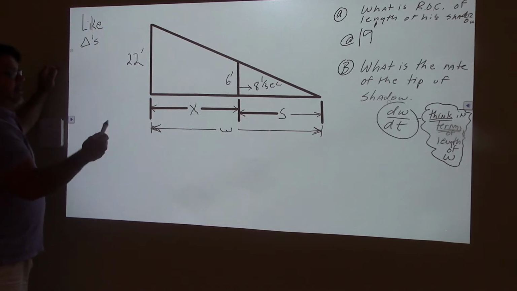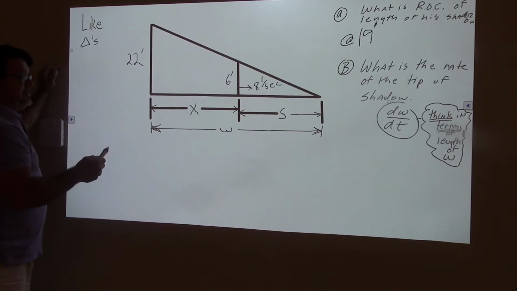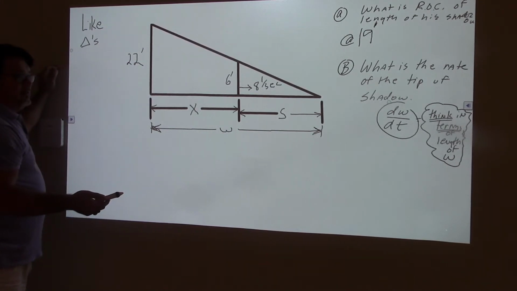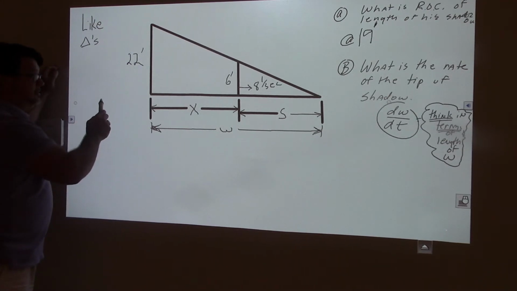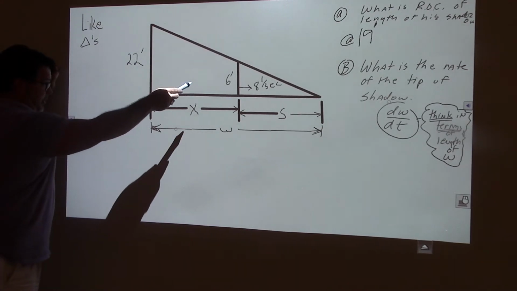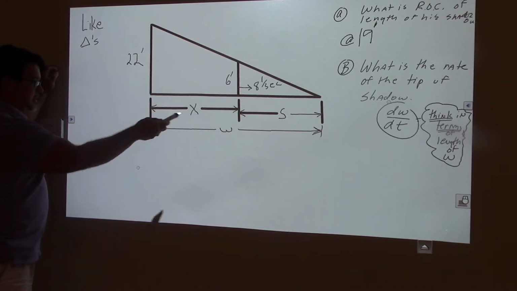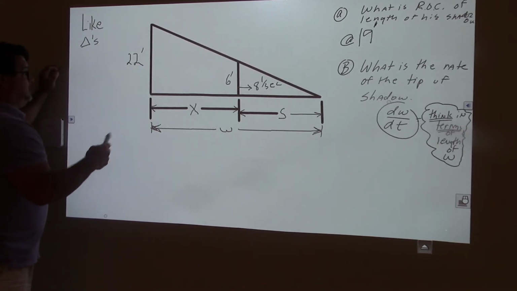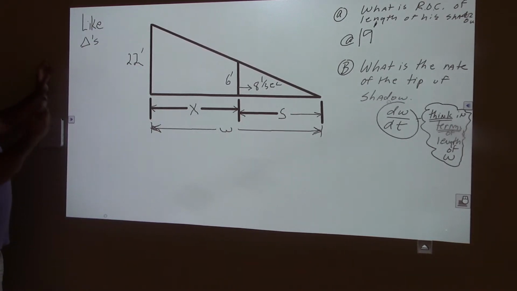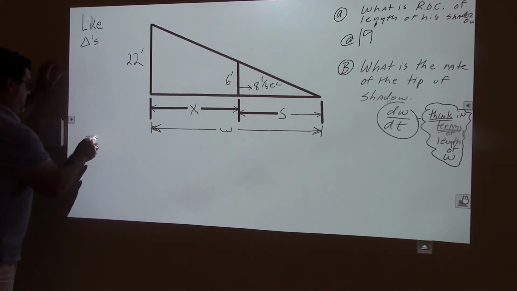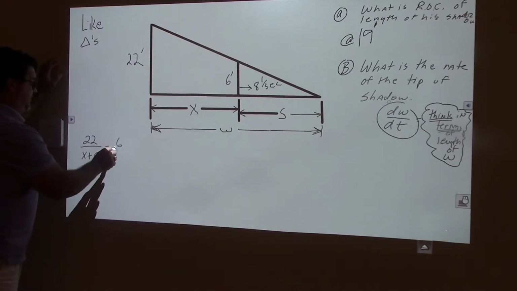You can set up like triangles as long as you're consistent. Do you have to set them up the same way as the person beside you? Yes or no? No. As long as you're consistent. If you pick the big end first and compare it to the little end, then you need to do that as far as the bases. You can't mix them up. So I'm going to say 22 is to x plus s as 6 is to what?